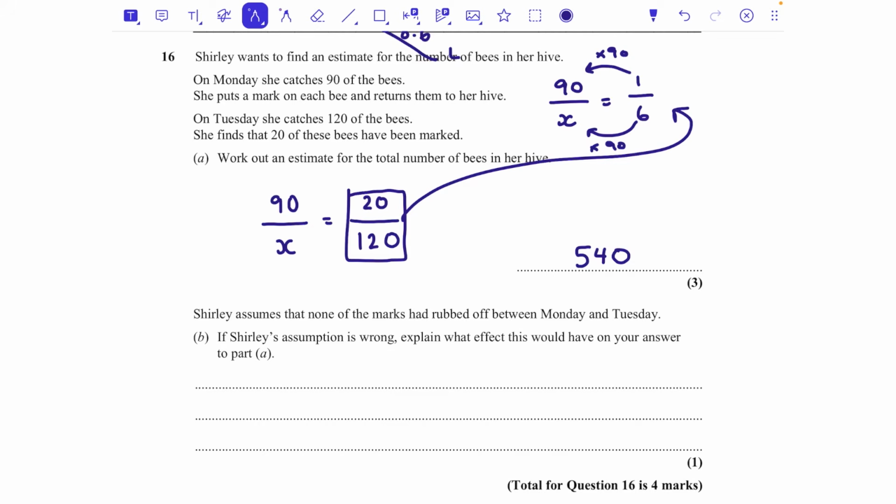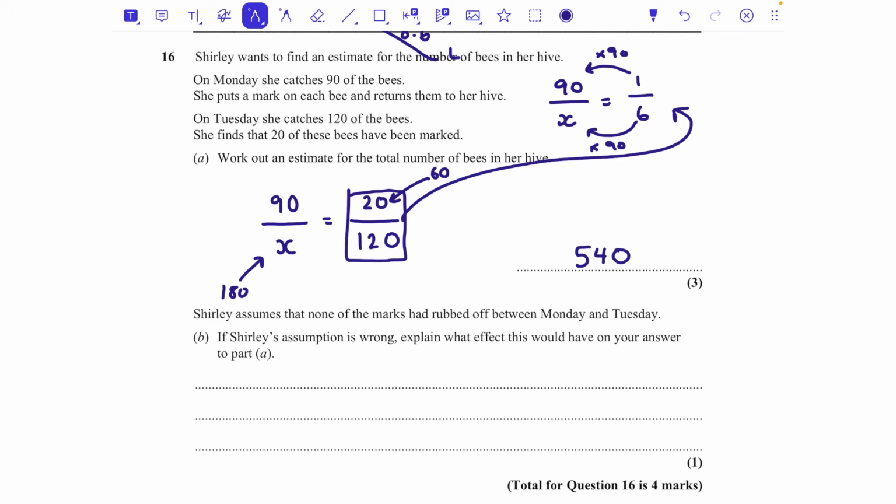Now, if on Tuesday she caught 120 bees and some of them had been rubbed off, and so it was 20, but it should have been higher. Let's just say, for example, that this should have been 60, but loads and loads had rubbed off. Then we'd be looking at a bigger proportion. So we'd be looking at half of the bees should have been marked, and in which case there would actually only be 180 bees in total. So if some of the marks had rubbed off, there would be less bees, and that's all we need to say.